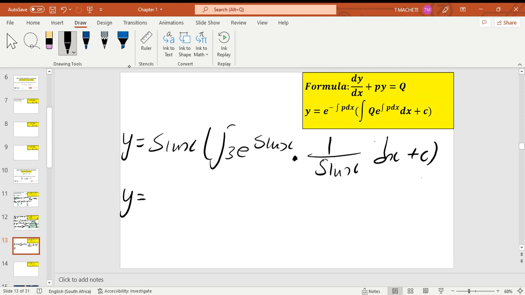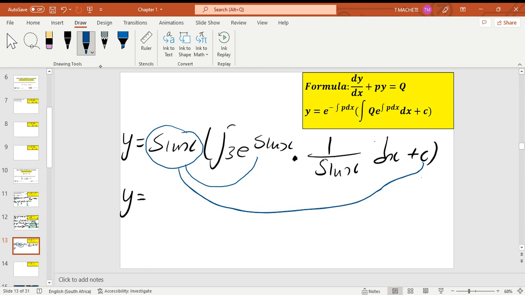So let's go and remove the brackets. To remove the brackets, we're going to multiply everything that is inside the brackets by sine x. So basically we're going to multiply the c with sine x, and then we're going to multiply this whole thing with sine x. Okay, let's do that.